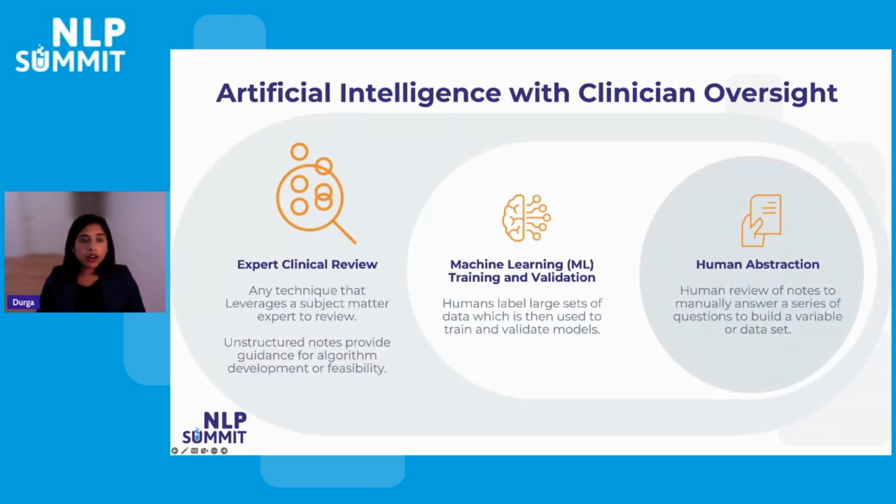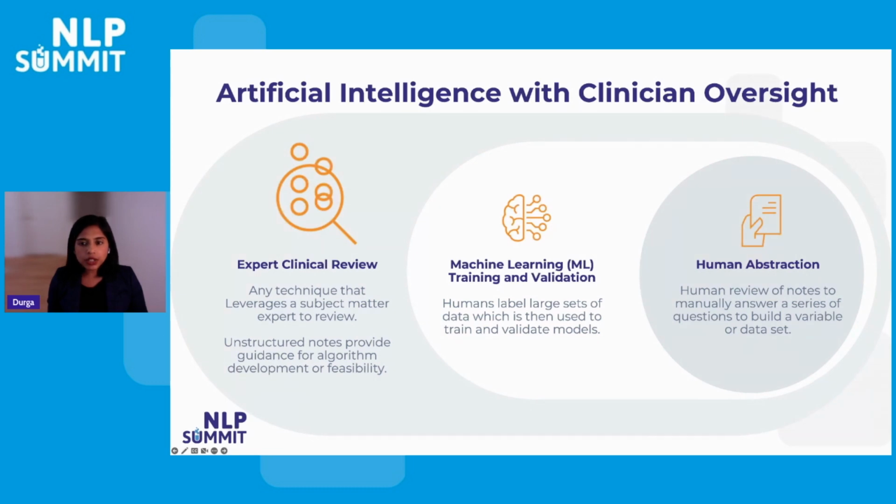When we look at artificial intelligence with clinician oversight, what that really means is that there's a few different ways that we can have clinicians involved. When we think about expert clinical review, that's really the umbrella term that covers the overall sentiment of manual curation. It's the act of a subject matter expert manually reviewing notes, unstructured text, or structured inputs to guide hypothesis generation, algorithm development, business rules, and feasibility studies.